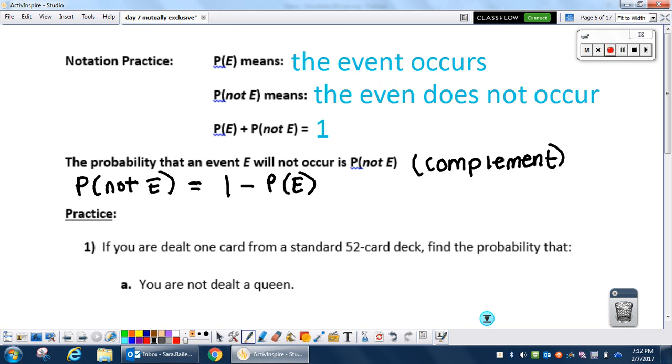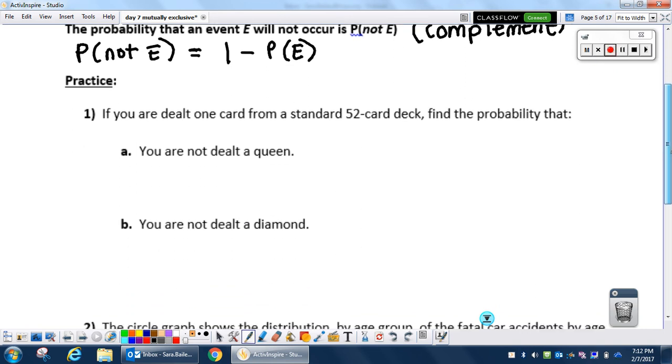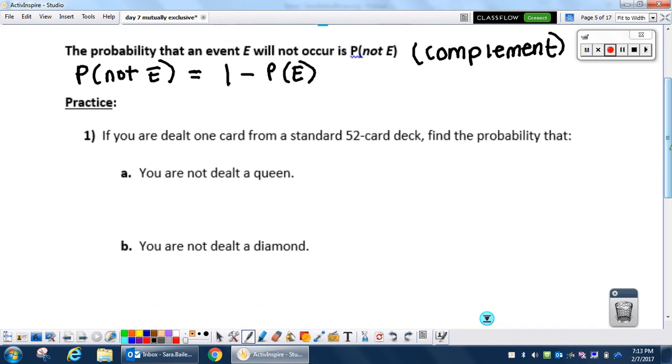So a lot of these examples are going to deal with 52 card decks or 6-sided dice. As always, if you have a question on the number of cards or the number of spots on the dice, please let me know. Alright, so you're dealt 1 card from a standard 52 card deck. Find the probability that you're not dealt a queen.